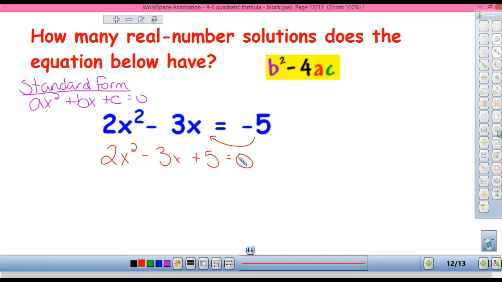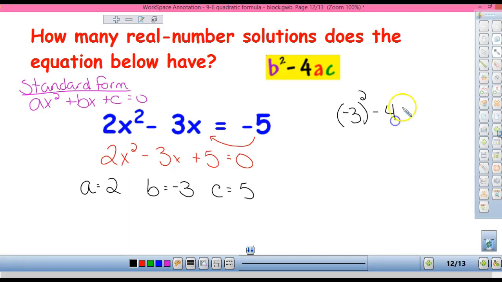Now that that is in standard form, what is a? 2, not 2x, just 2. B is negative 3. C is 5. Now that we know what A, B, and C is, we can plug them in up here. So B is negative 3 squared minus 4 times, what is A? 2 times, what is C? 5.